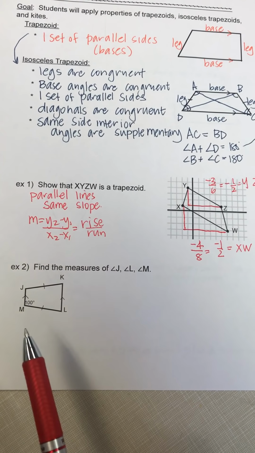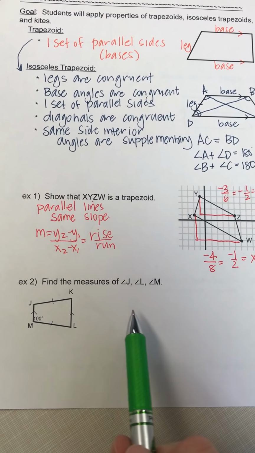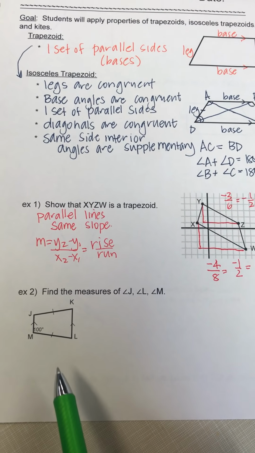So we're moving on to this next one. Again, feel free to pause as needed. They want us to find the measures of J, L, and M. Now this is an isosceles trapezoid.